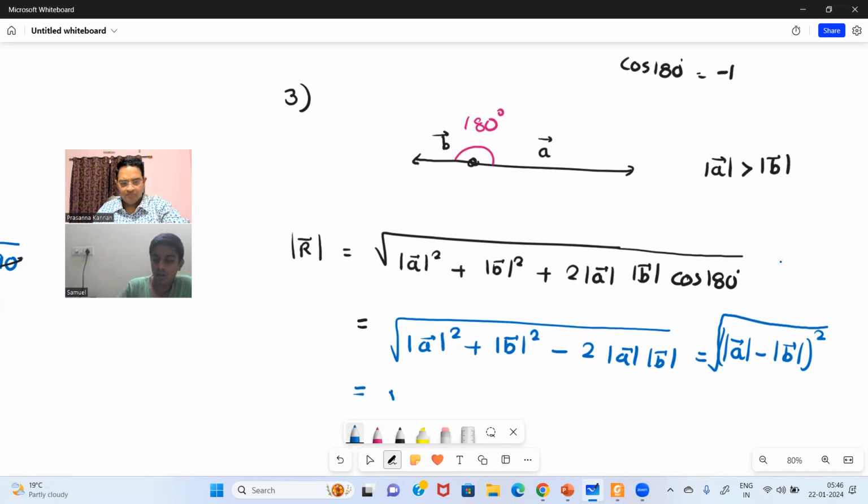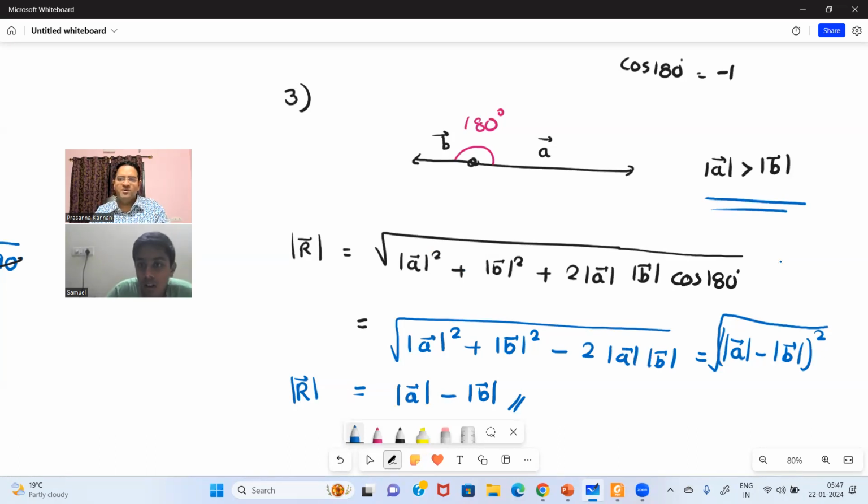R equals root over a minus b whole square. Root of a minus b whole square, right? Yes, the square cancels. So a minus b, a vector minus b vector. That's all. Nothing else. If the modulus of b was greater than a, it will be mod b minus mod a. Right. That's all. Those were my questions.